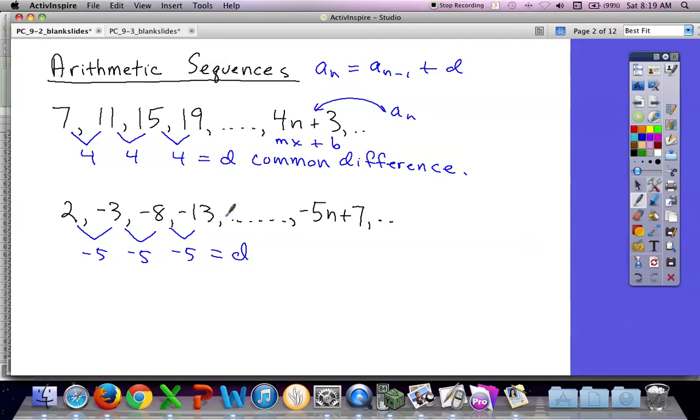Right? I would get the next term by adding negative 5, it would be negative 18. And I can see in this formula for the nth term in the sequence, again, it looks kind of linear, n to the first power, and our common difference is showing up as the coefficient of n.